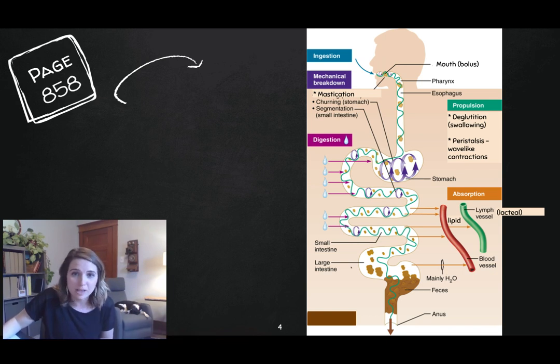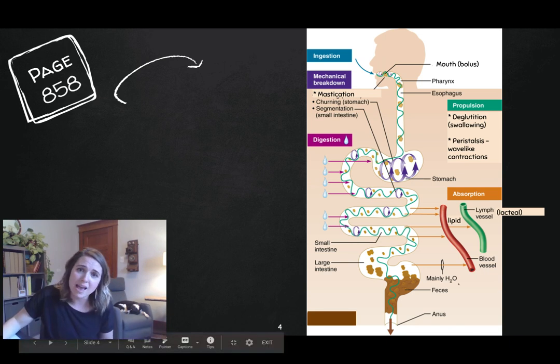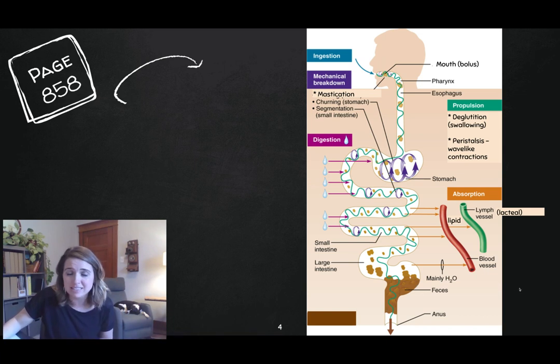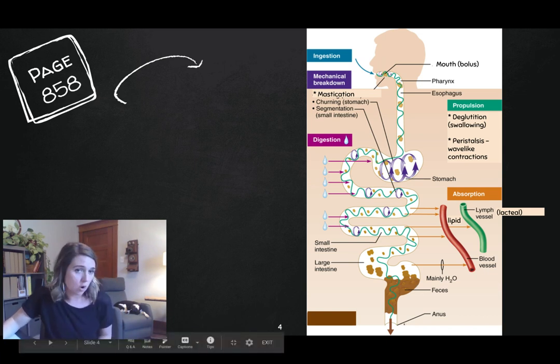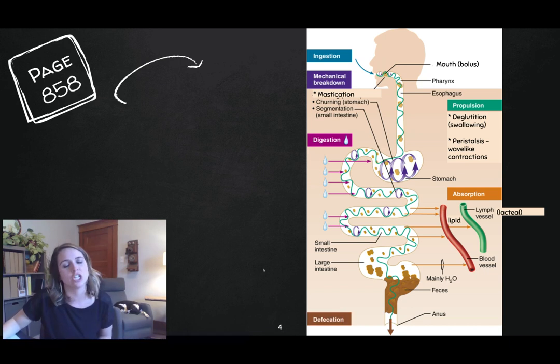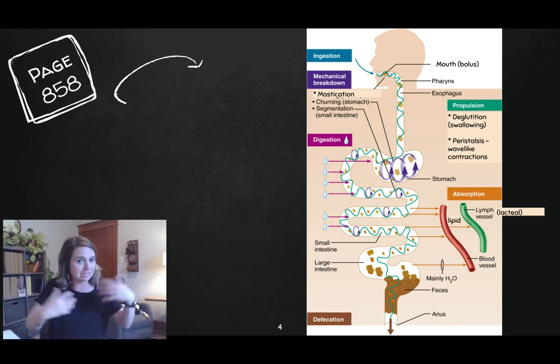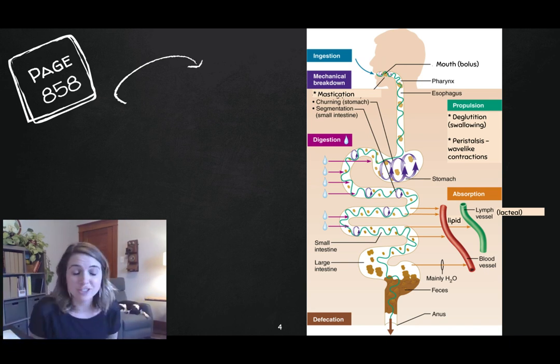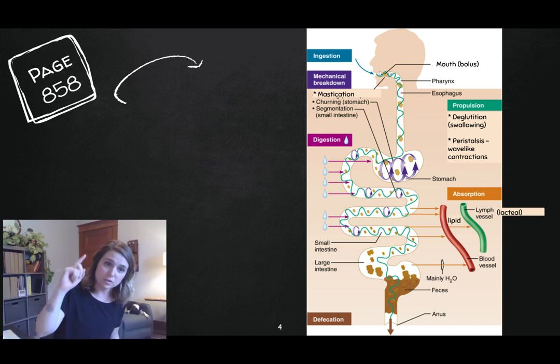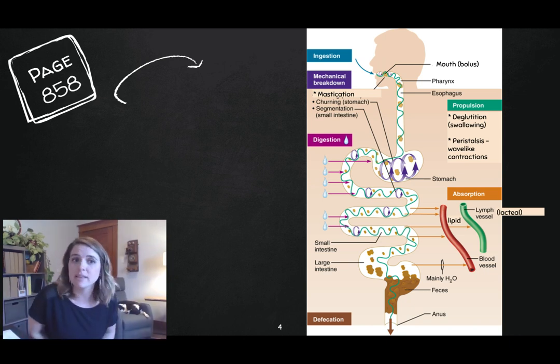When we get down to the bottom, all of this brown stuff backing up, you guessed it, is your feces. It is going to be removed through the anus, and we call this process defecation. So ingestion is step 1, and defecation is at the end. Basically, defecation removes any leftover chemicals that your body did not absorb or did not want or need. All right, so that's just a real quick, brief overview. This is super similar to page 858 with some small changes.